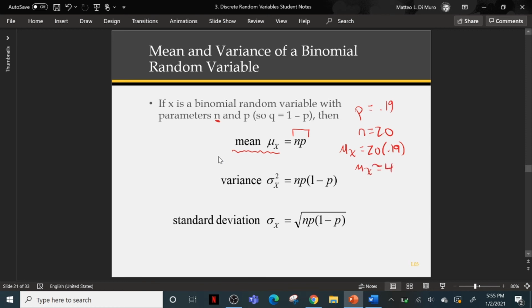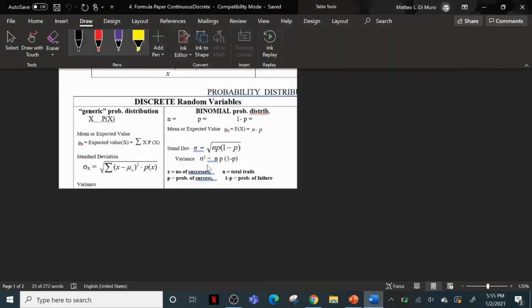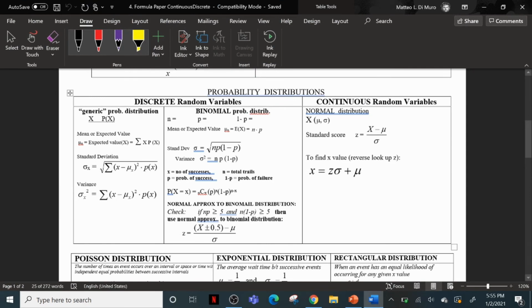Approximately 4, right? So that means that on average, 4 people would vote. So that kind of makes sense, but there it is. It is on the formula sheet, so I'll point it out. It's all these formulas up here. So here it is. It's called the expected value or mean, right? So I have both of them on there for you.